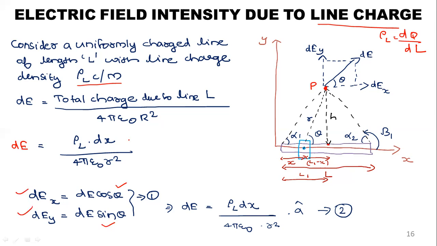Now what we do, we will give the direction of the electric field, because electric field intensity is a vector quantity, so we will give the direction also. So rho L dx by 4 pi epsilon 0 r square into unit vector A, unit normal vector A. We gave the direction also. Okay, did you note down up to here? Because in the next step you need this equation. You need equation 1 and 2 because we are substituting.